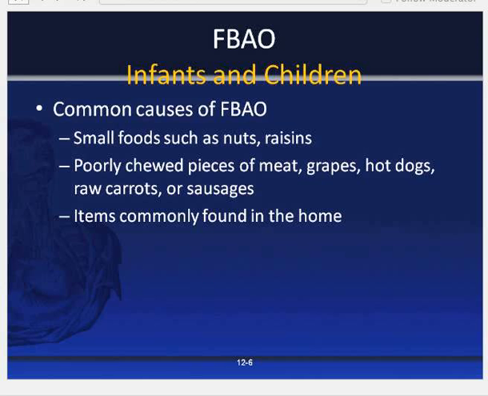Raw carrots or sausages. Items commonly found in the home, including disc batteries, pins, rings, nails, buttons, coins, plastic or metal toy objects, and marbles.